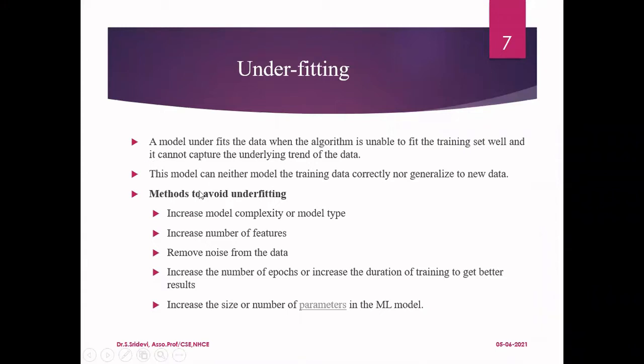For that, we have different methods. Now let us see the methods to avoid underfitting. The first method is to increase the complexity of the model, or change the type of the model. Complexity is nothing but every model has so many parameters. You can increase the number of parameters, or, when we go for deep learning, you will understand that the model will have many layers, even in neural networks. When you increase the number of layers, you increase the complexity of the model. Or you change the type of the model so that you avoid underfitting.